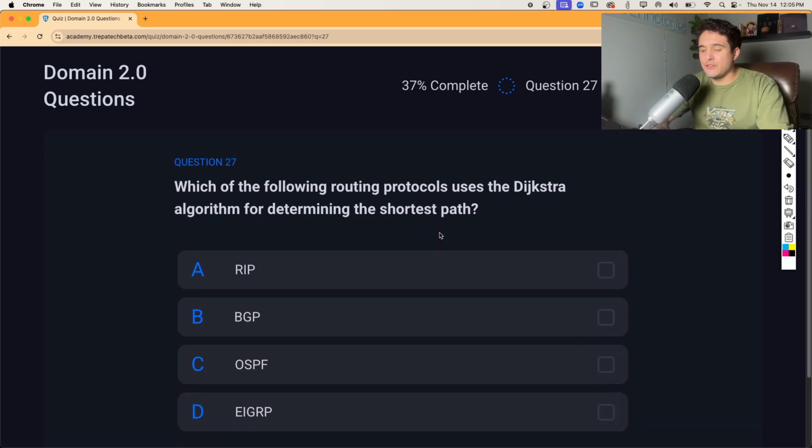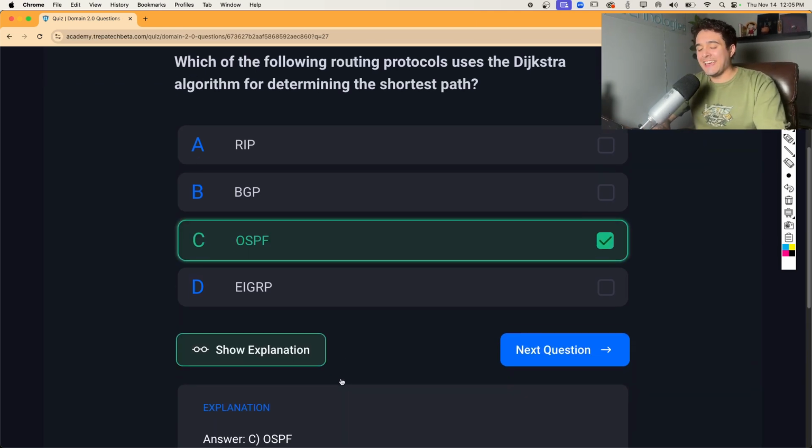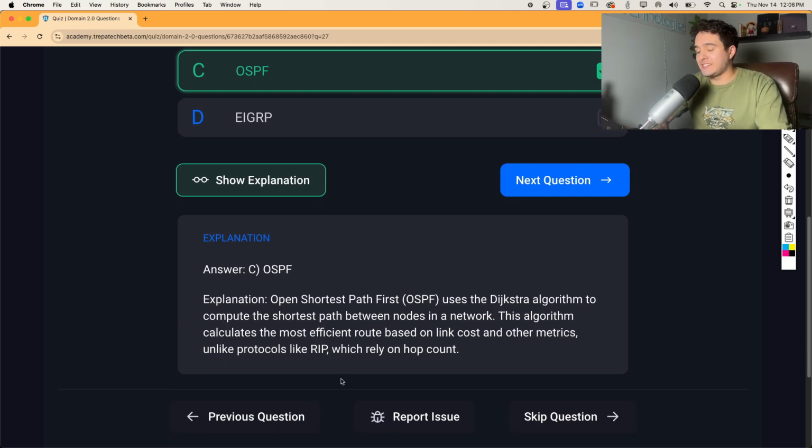Question 27. Which of the following routing protocols uses the Dijkstra algorithm for determining the shortest path? OSPF, Open Shortest Path First. You know that acronym, you're probably going to get this question right. But yes, Dijkstra is the actual name of the mathematical algorithm that determines the shortest path first in a routing environment and domain. Pause the video if you'd like to read the explanation.